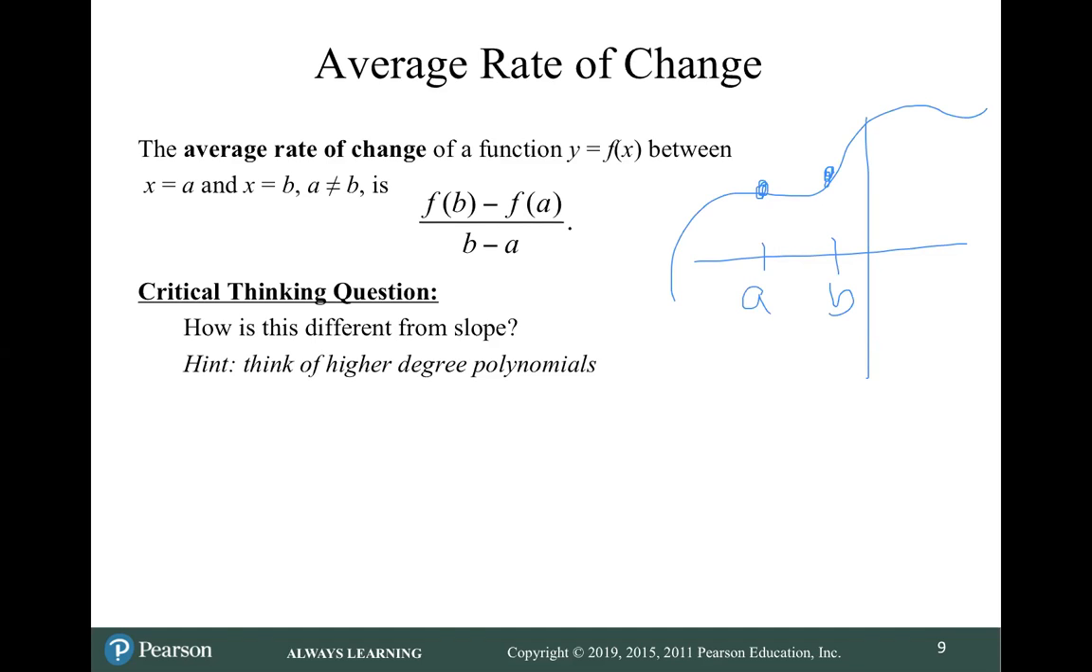And then this height, f of a and f of b, we're essentially finding the change in y values, right? Here's f of b, here's f of a. We're finding the change in y values divided by our difference of b and a. That's our change in x values. That should look familiar, right? We found the change in y divided by the change in x. And that's our average rate of change.